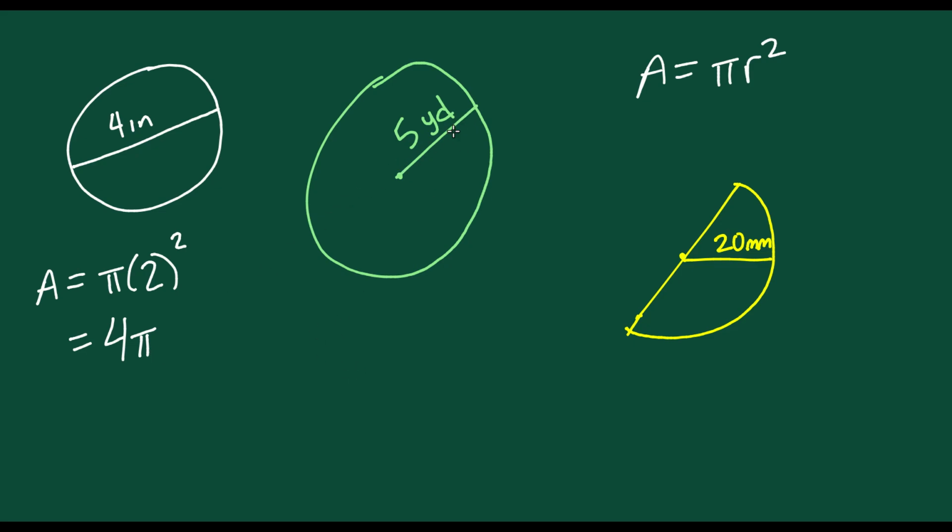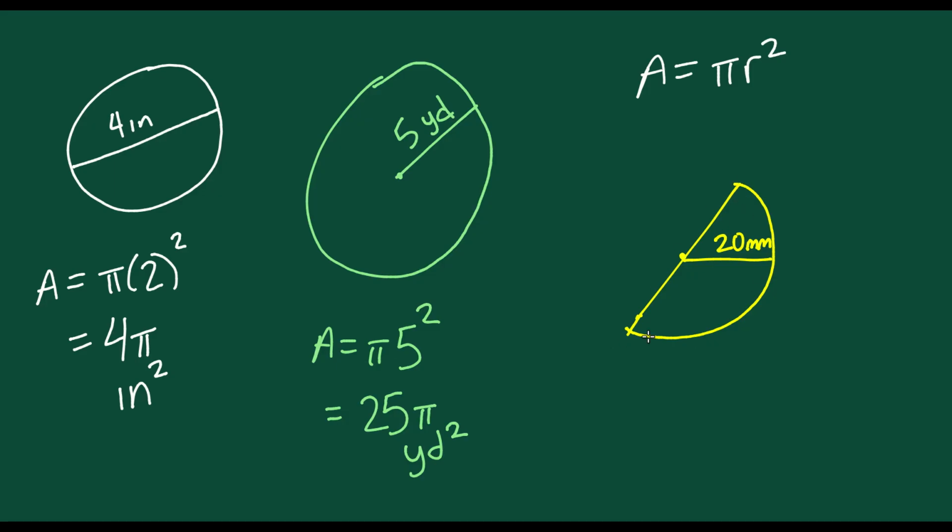What about this one here? Well, the radius is 5 yards. So the area would be pi times 5 squared, or 25 pi yards squared. This would be the area. And this one we should label 4 pi inches squared, because it's inches. And then this semicircle right here.